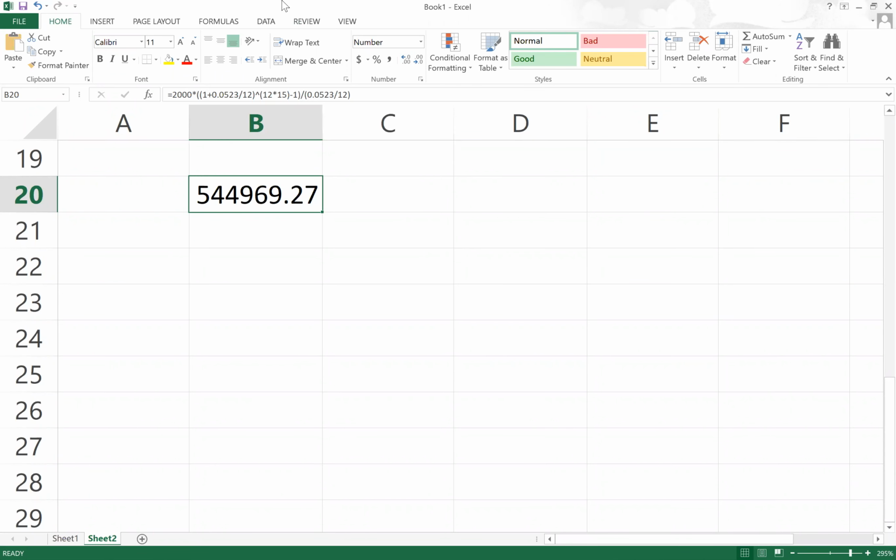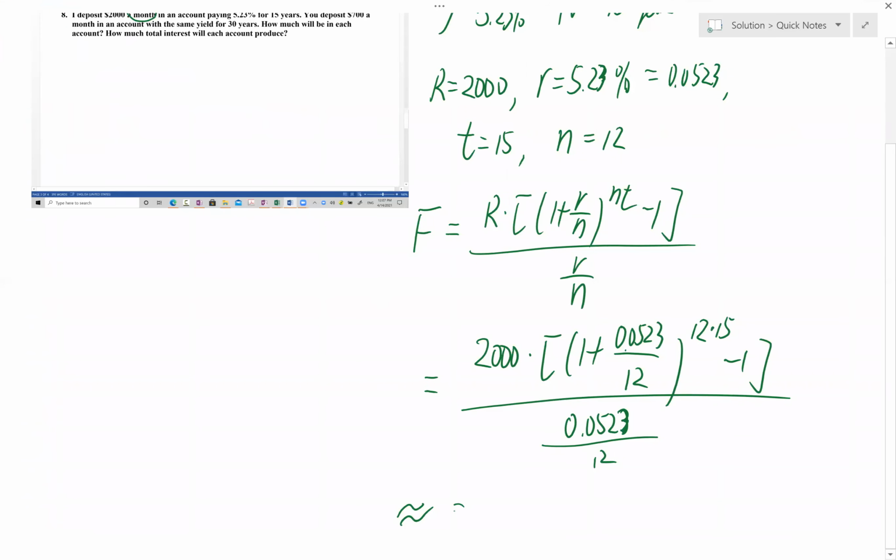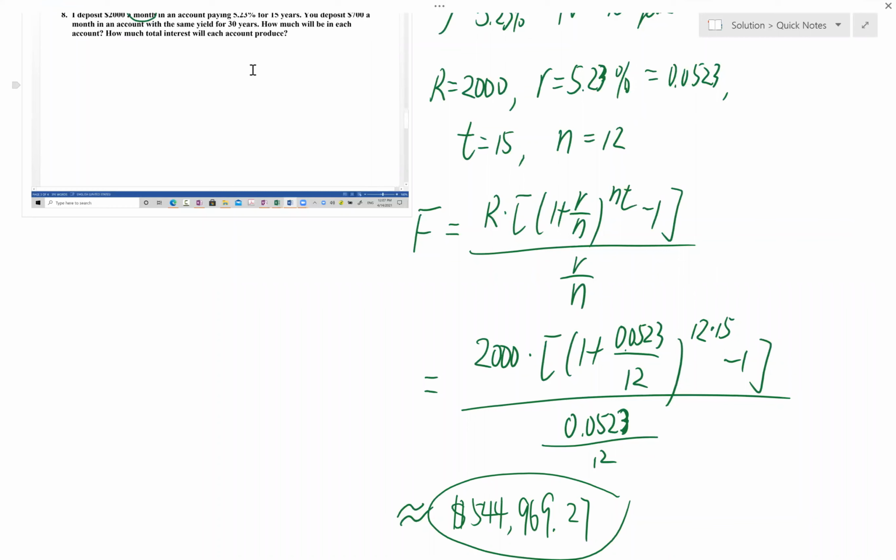It turned out to be $544,969.27. So this is the total ending balance in the account.